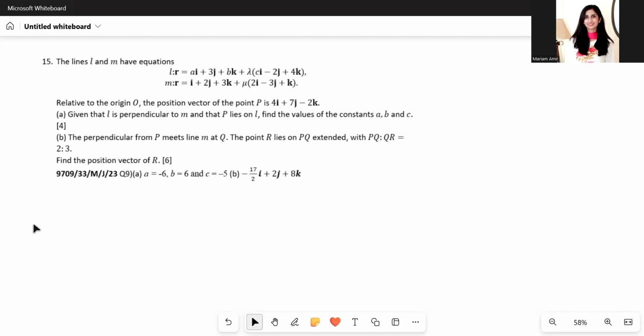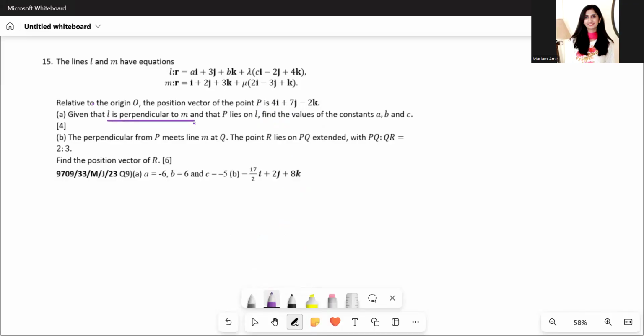The lines L and M have equations given by these equations. Relative to origin O, the position vector of the point P is 4i plus 7j minus 2k. Given that L is perpendicular to M and P lies on L, find the values of constants A, B, and C. All right, so we are told that these two lines are perpendicular.